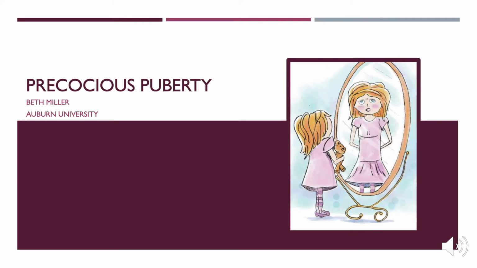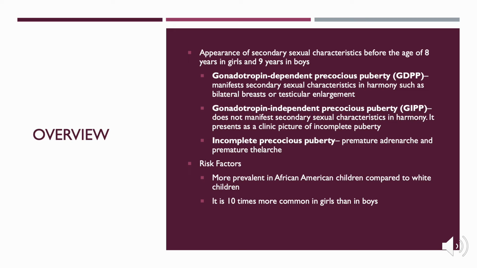I'm Beth Miller, and this is my 5-minute lecture on precocious puberty. So this is the appearance of secondary sexual characteristics before the age of 8 in girls and 9 in boys. There are 3 different types.